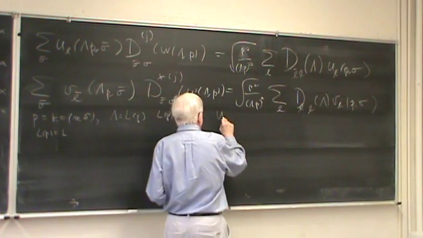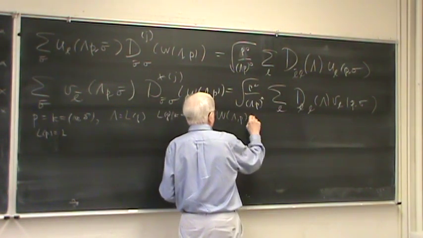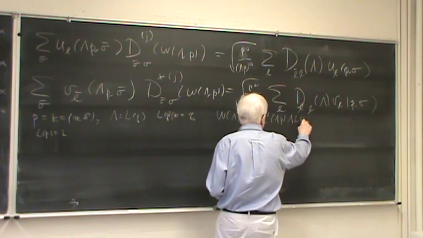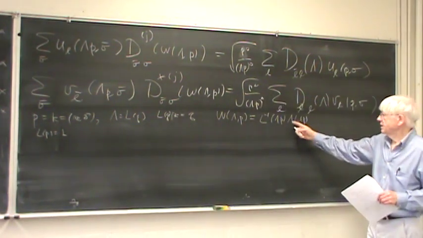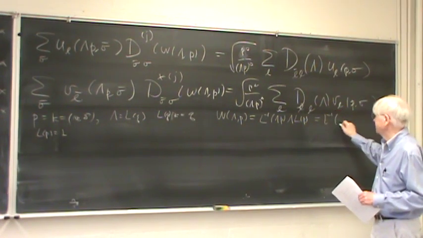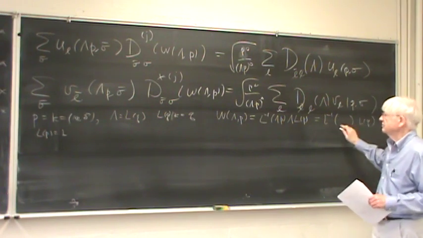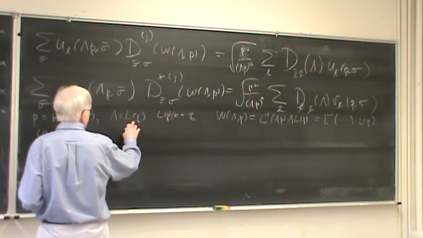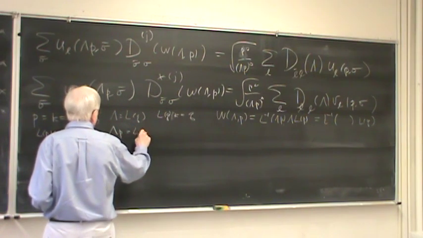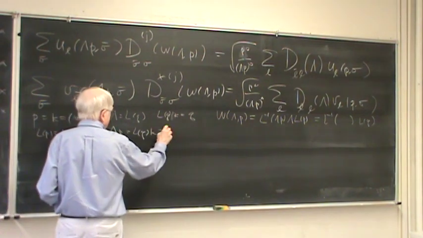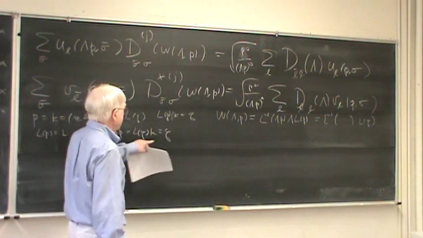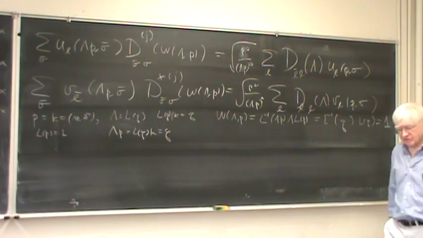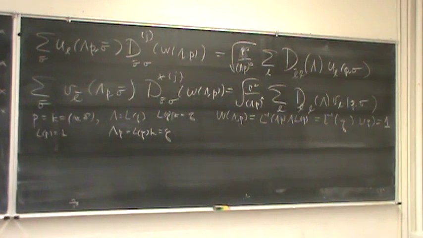So then the Wigner rotation is W of lambda p is L inverse of lambda p, lambda, L of p. Well, L of p is 1, lambda is L of q, so this is L inverse of lambda p times L of q. Now, what's lambda p? Well, lambda p is L of q on p, which is k, and that's q. So lambda p is q, so this is L inverse of q times L of q, and so this is just 1. So the Wigner rotation is not a rotation at all, it's just the identity matrix.